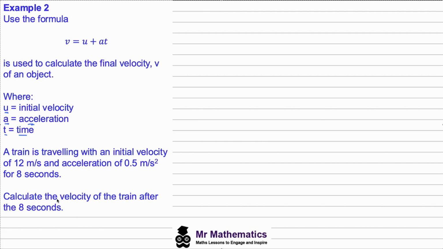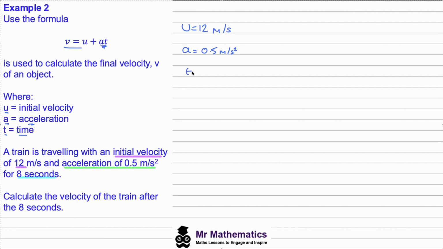So to start this question, we need to identify which of the numbers would be our initial velocity, acceleration, and time. Which ones do you think these will be? Okay, so the initial velocity, this will be our u term. This will be 12. So u will equal 12 meters per second. And the acceleration will be the 0.5 meters per second squared. So a will equal 0.5. And then the time, this will be the 8 seconds.